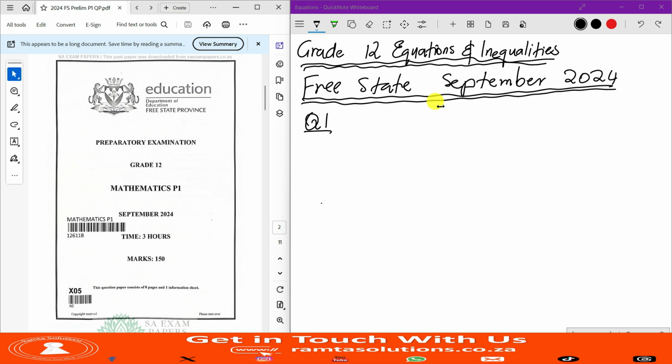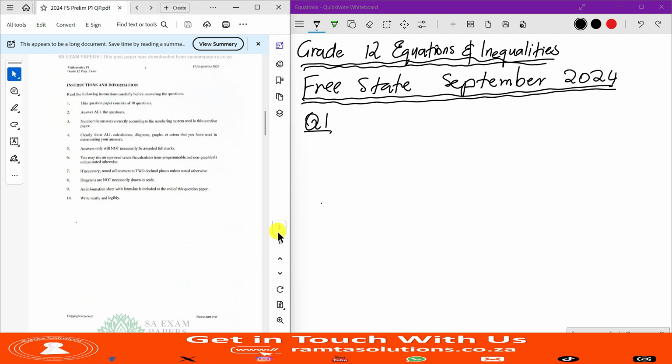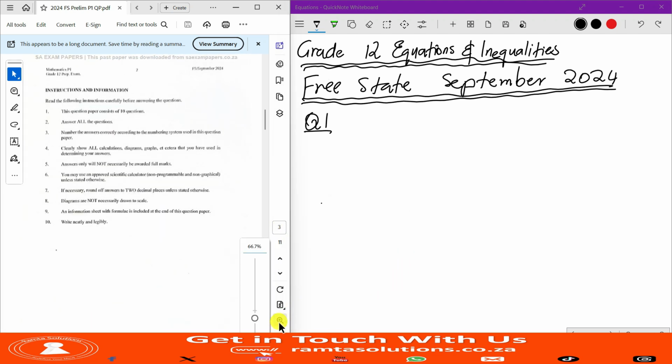Today, the question paper that we are looking at is the Free State Provinces Mathematics Paper 2 of September 2024. Because these are exam papers, it's important that we read instructions.